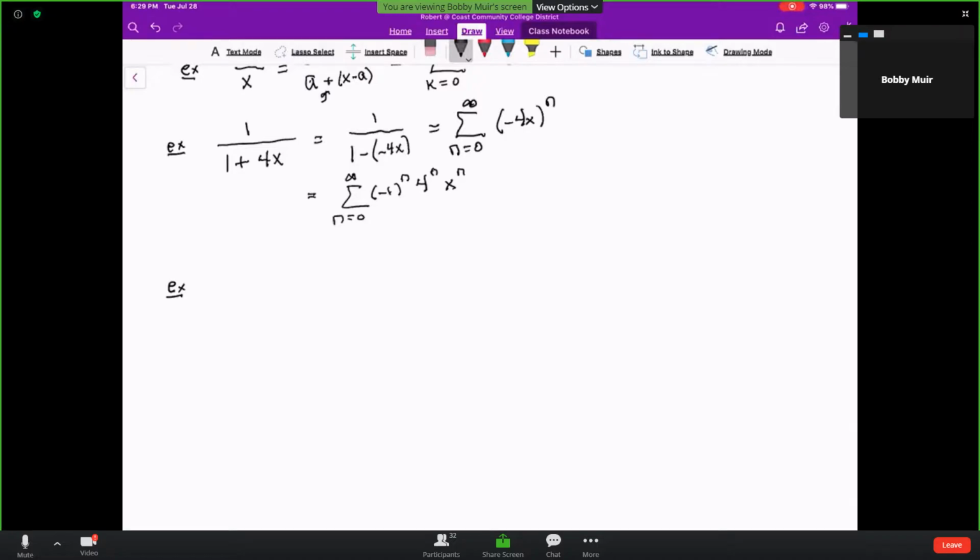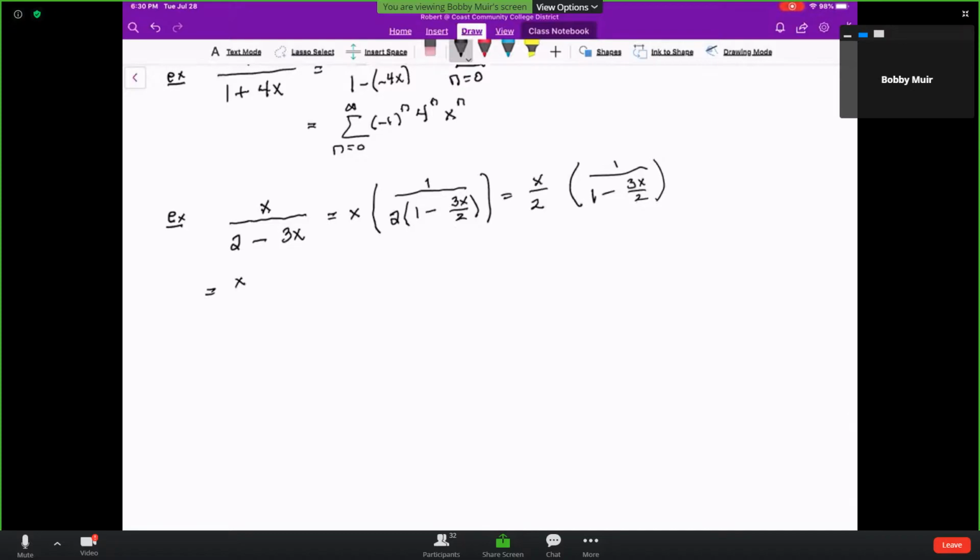Now, another type of thing that you can do is, let's say that I had x divided by 2 minus 3x. Okay, so there's a couple different approaches here. I can take this x and write it here. And then I'm going to write this thing as 1 over, I'm going to factor the 2 out of it. And what's left, I'm going to get 1 minus 3x over 2, which is going to be x over 2 times 1 over 1 minus 3x over 2.